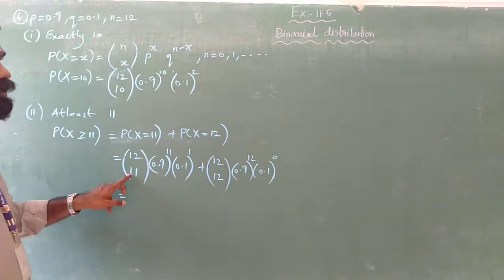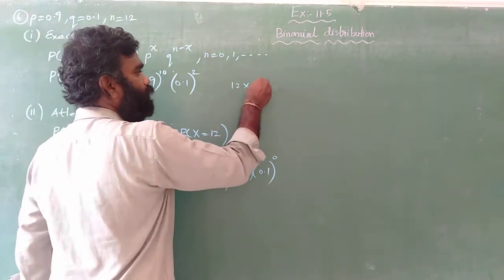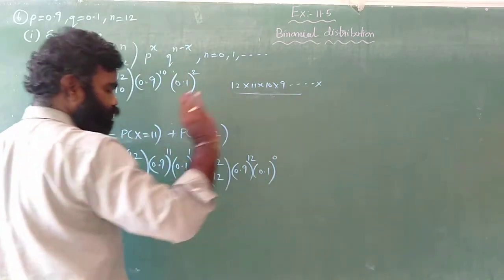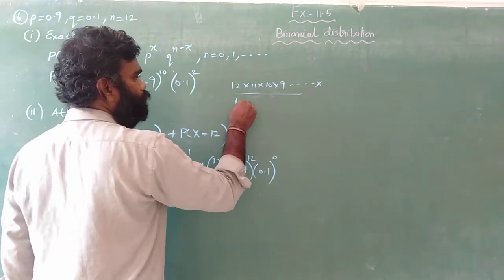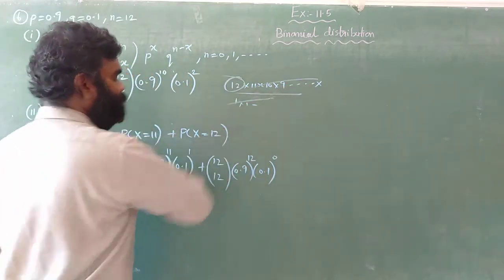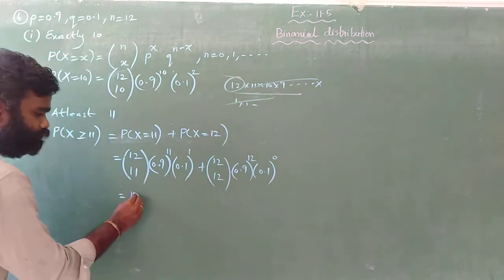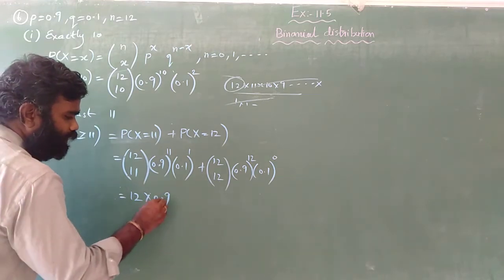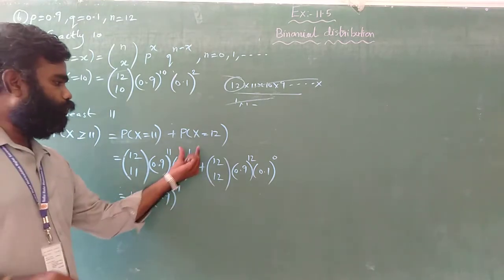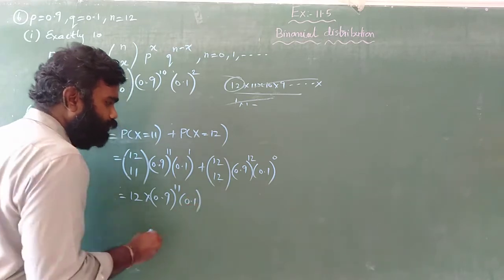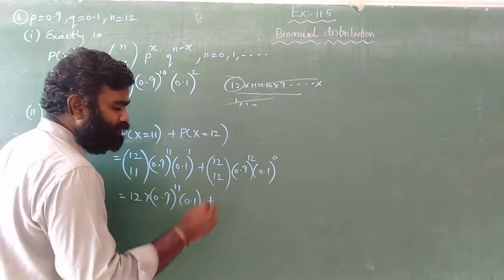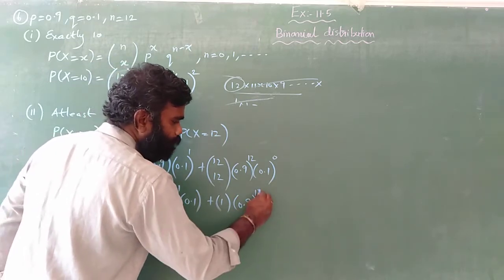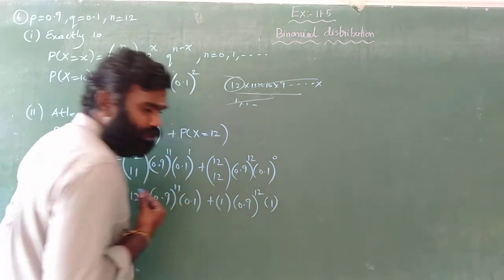So 12C11 is nothing but 12, and 12C12 is 1. Then 12 into 0.9 whole power 11 into 0.1, plus 1 into 0.9 whole power 12, because anything power 0 is 1.